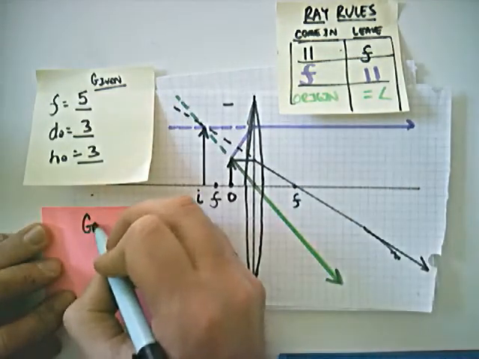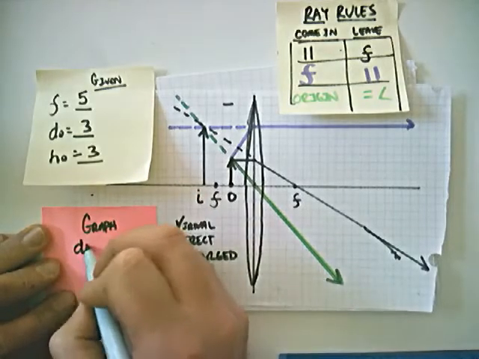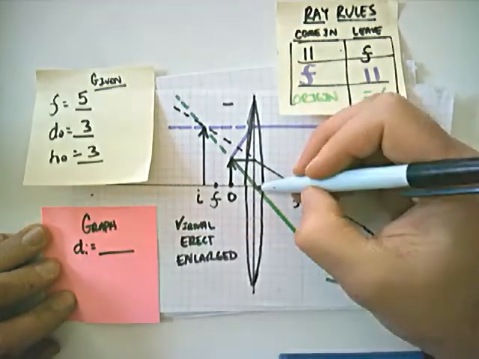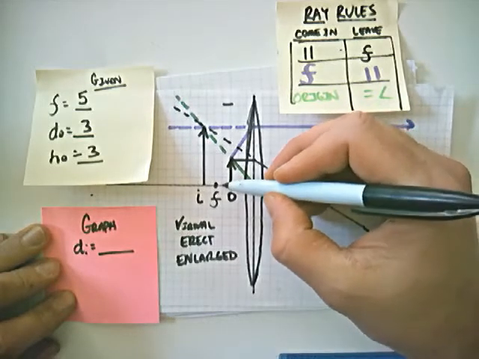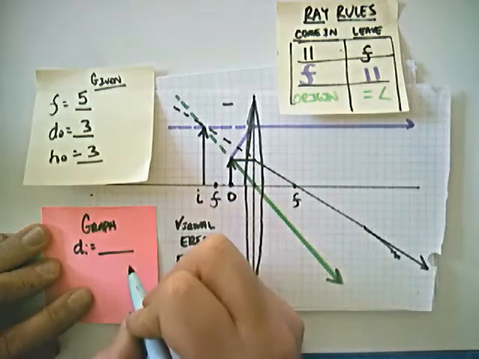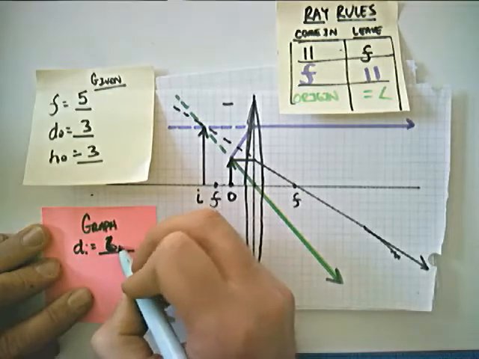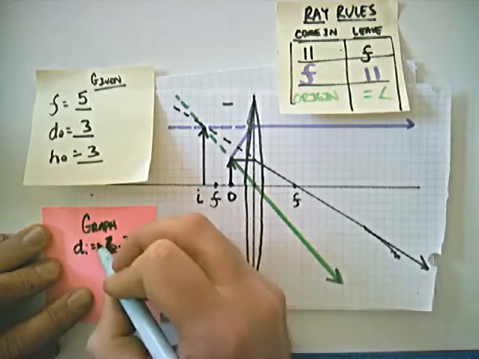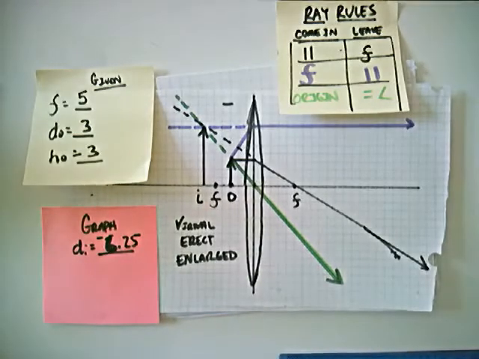So, graph results are as follows. The distance to the image, let's count. Here's 0. Here was 3, 4, 5, 6 and change. Let's say 6 1/4. 6.25. And it's negative because it's on the negative side of the lens.